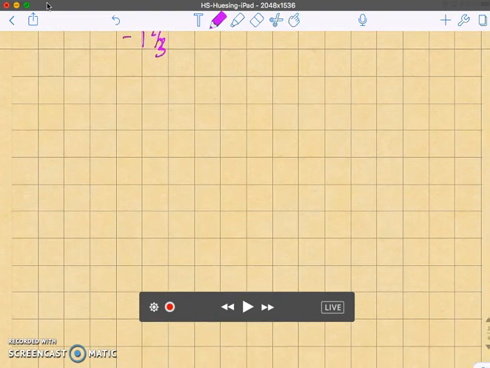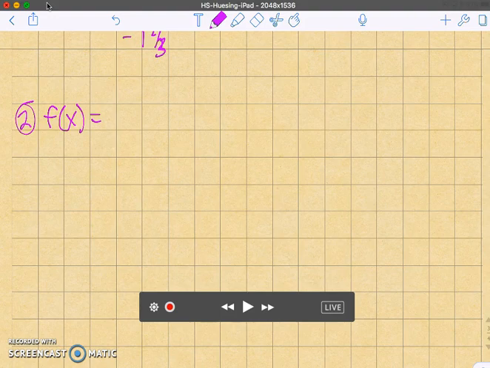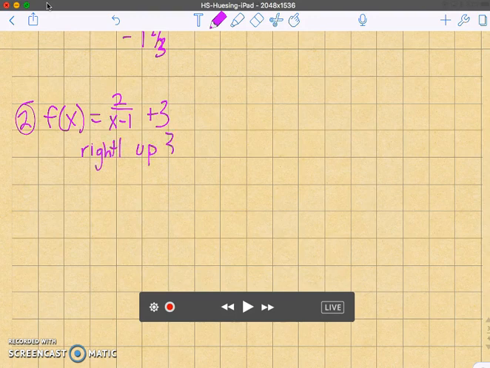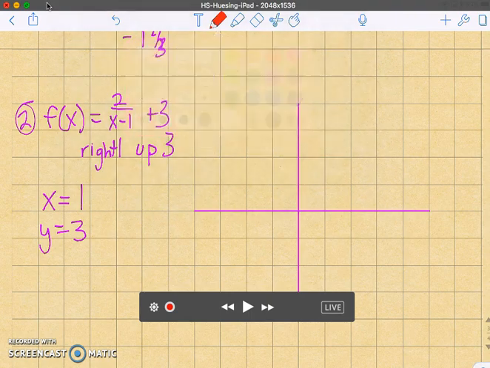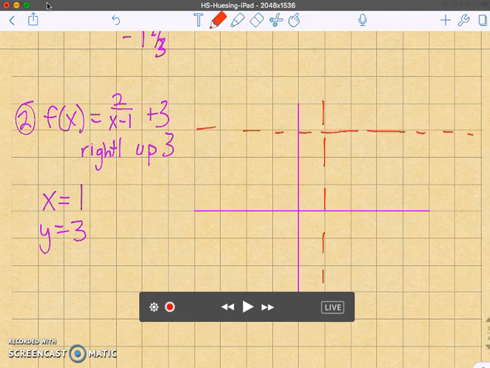So let's take a look at one more like this. Let's say we had f of x equals 2 over x minus 1, plus 3. Well, -1 moves it to the right 1 and up 3. So our new asymptotes would be at x equals 1 and y equals 3. So if we were to graph this, y equals 1, and 1, 2, 3. And we don't have to worry about the exact points.